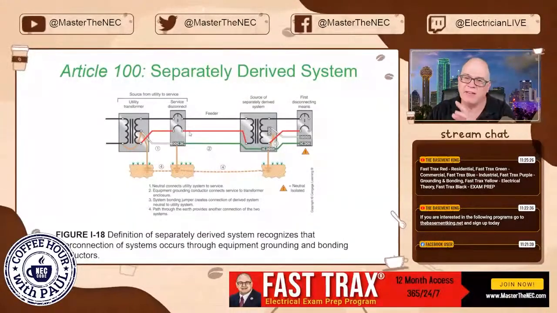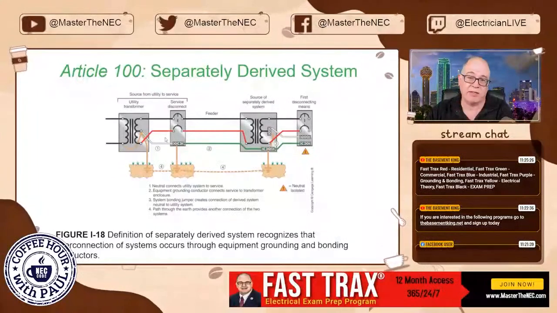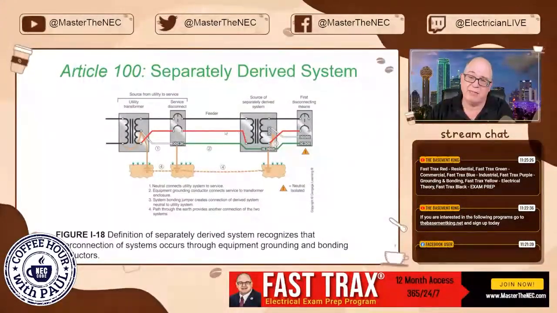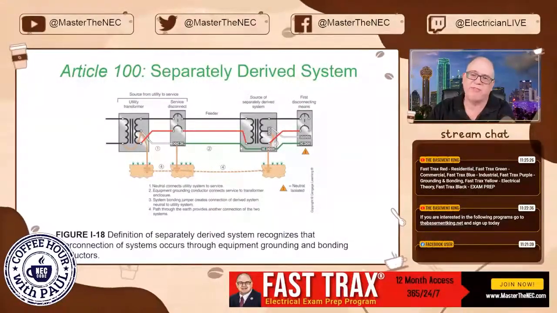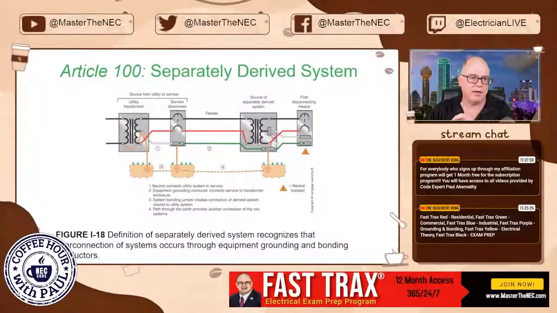There was no need in this scenario to feed a neutral to this transformer. We're required to bring it to the service. But if this transformer doesn't have a need for a neutral on the primary side, then why bring one? But you notice we still have to supply the equipment grounding conductor. Now we're deriving a neutral.